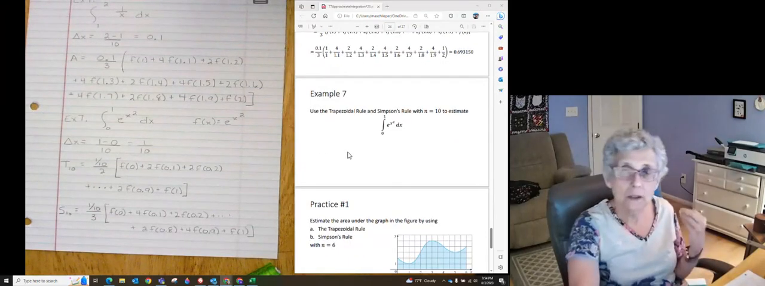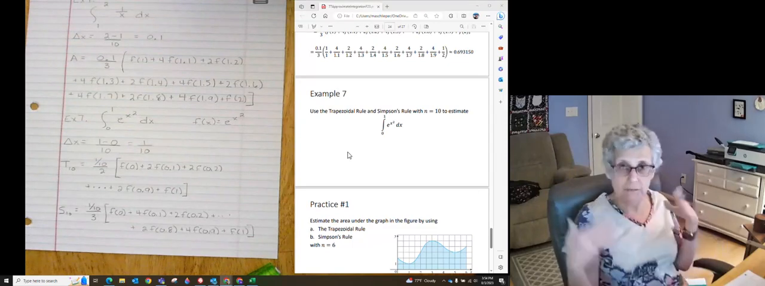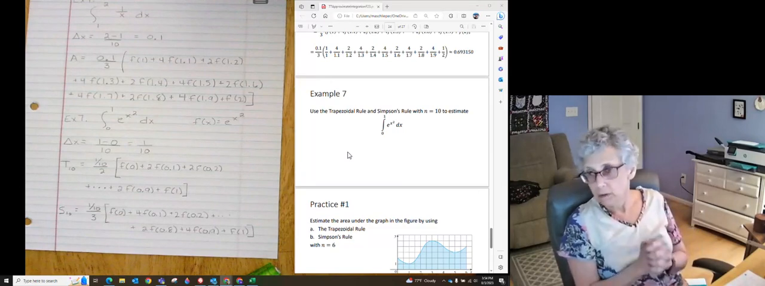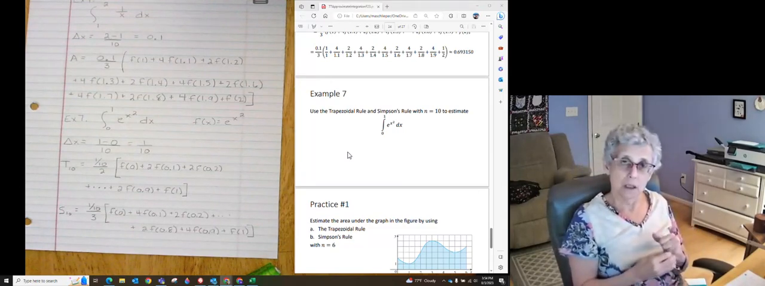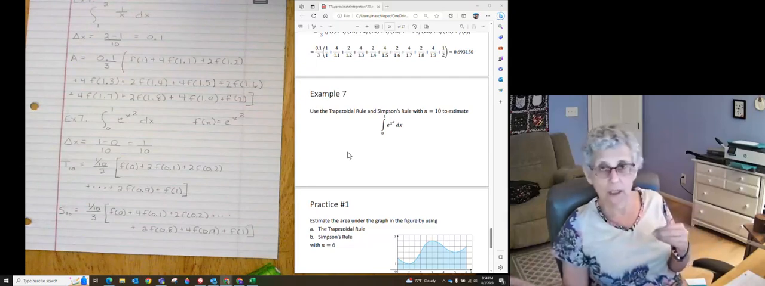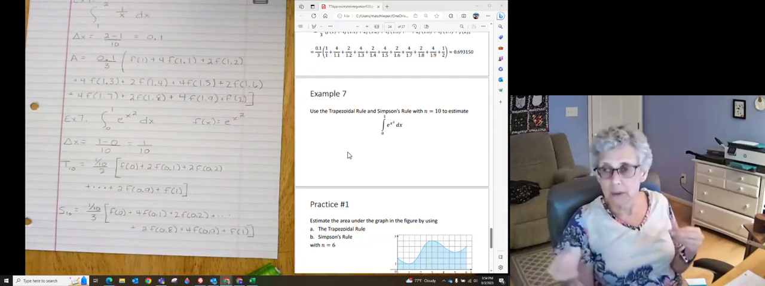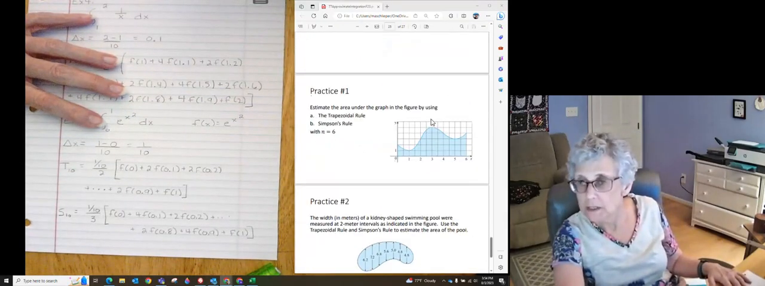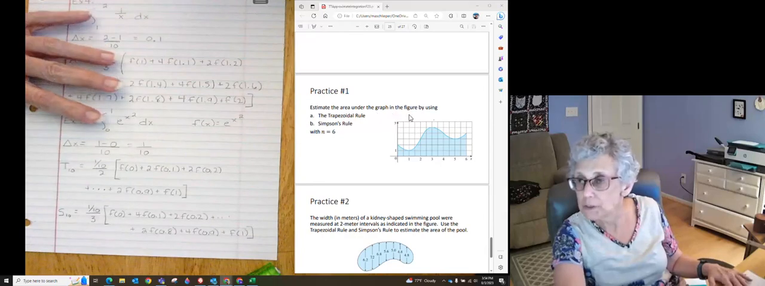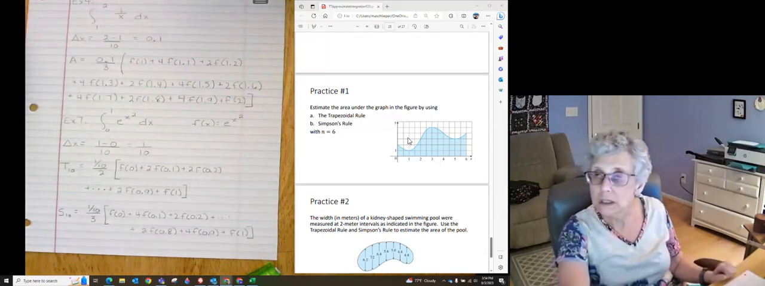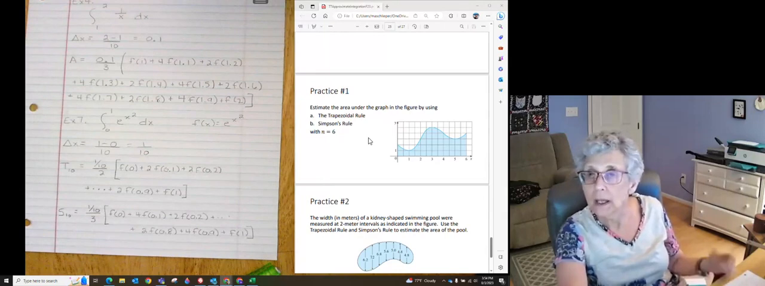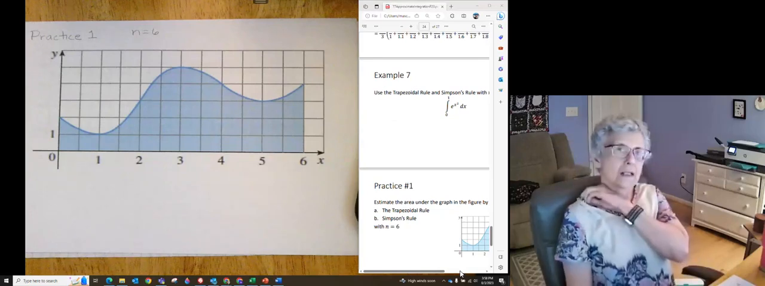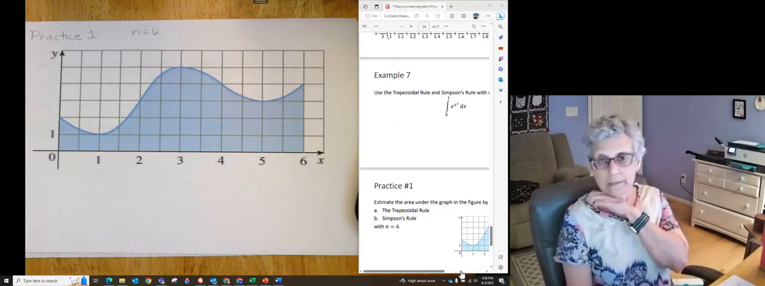So that's how you do it when you're given a function. You have to plug the numbers in. Very often you're not going to be given numbers. It's not going to be a function that you can't integrate. It's going to be getting the area under a graph. So let's estimate the area under this curve using the trapezoid rule and using Simpson's rule. I decided to print myself out a big version of this one.